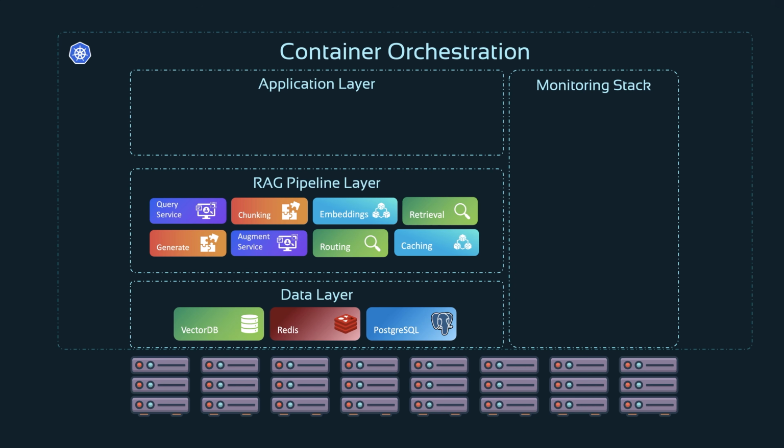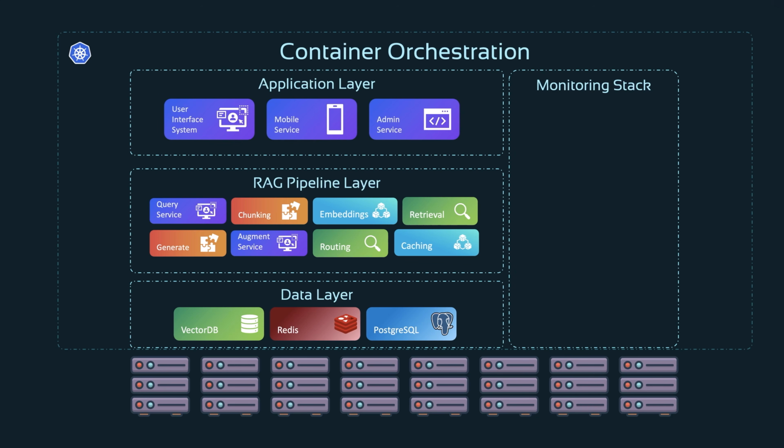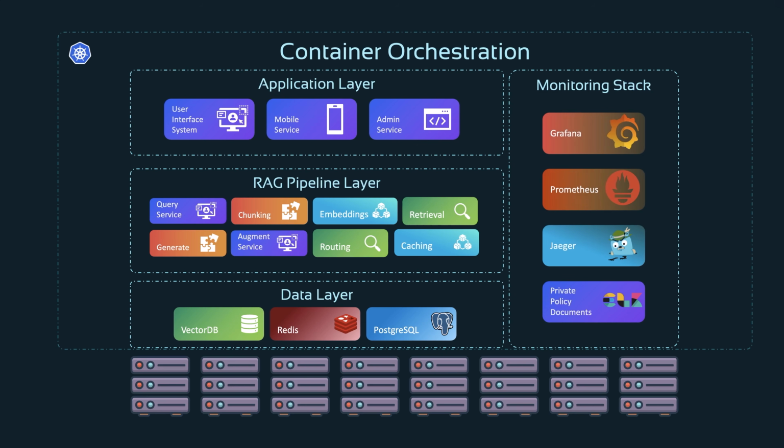The application layer contains all the user-facing services. So there's the web UI, there's the mobile app backend if there's any, the admin interface, etc. These services handle users' interactions and present the RAG capabilities through different interfaces. And then we have our complete monitoring stack: Prometheus for metrics, Grafana for dashboards, Jaeger for tracing, and the ELK stack for logging.